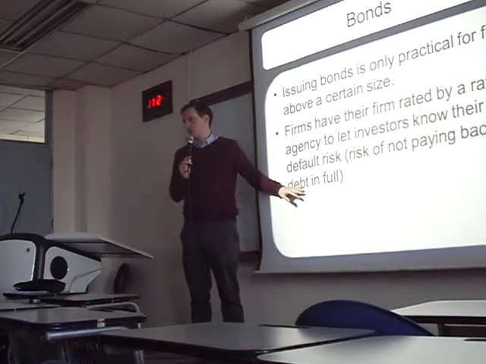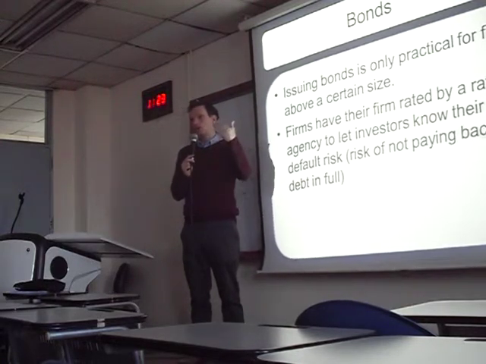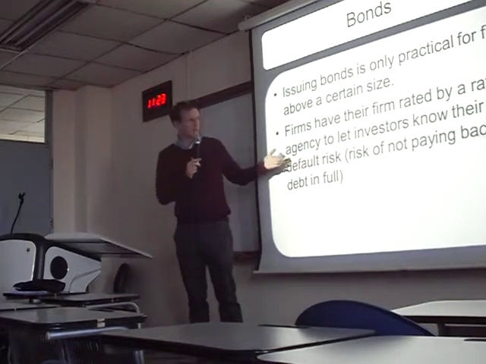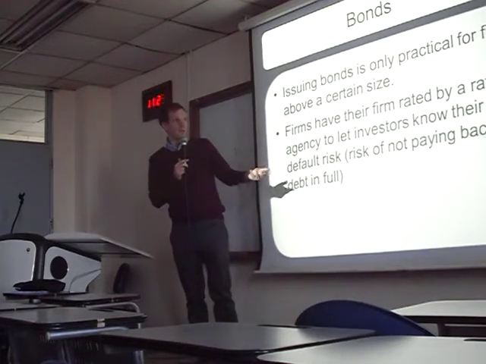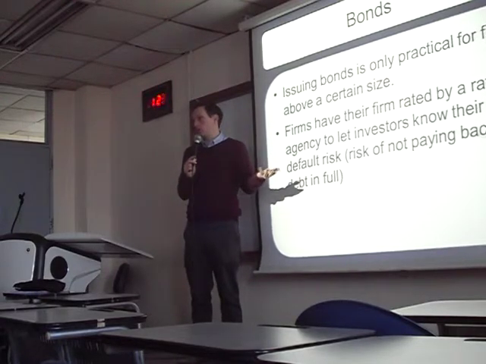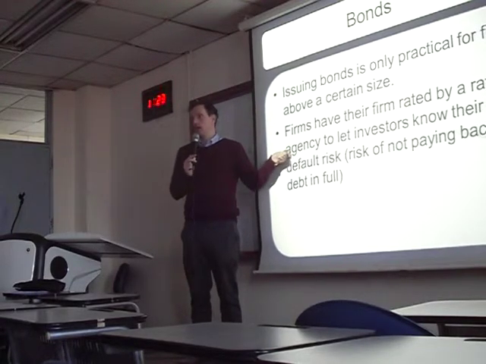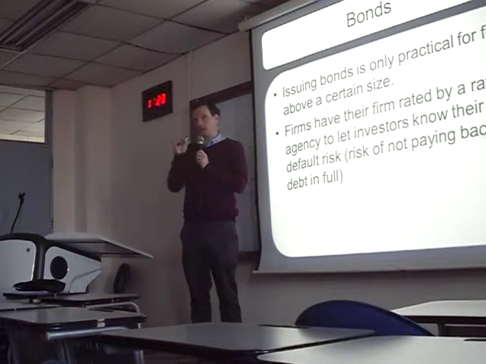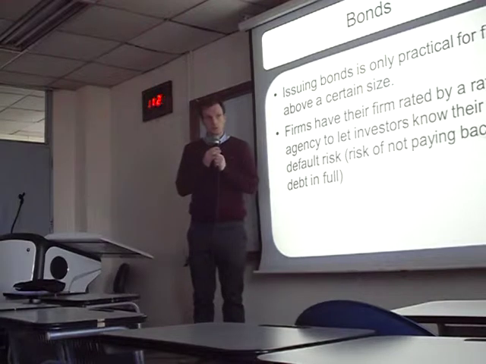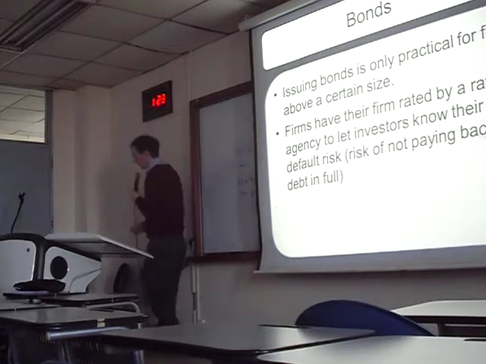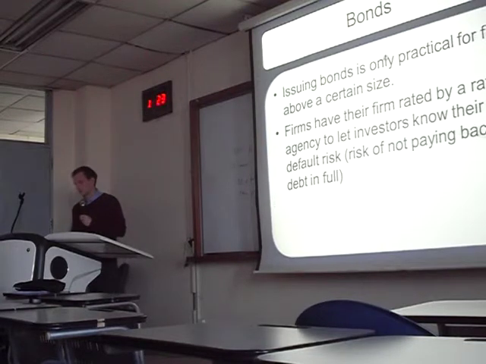Do you understand this risk? The risk that Coca-Cola will not pay back the debt. So a rating agency is going to give their opinion about whether Coca-Cola can pay back the money or not. And we have to pay money to the rating agency to come to our company and give us a rating on our default risk. So that costs money. So only the big companies will do that, first of all.